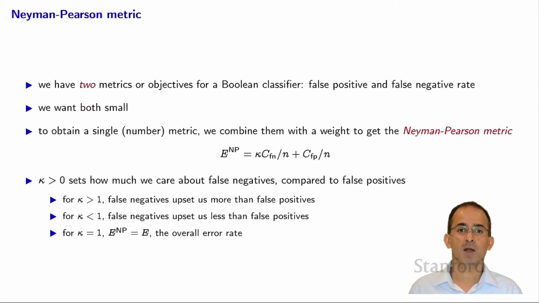So if kappa is very large, then our Neyman Pearson metric is affected very much by false negatives and not so much by false positives. If kappa is very small, then our Neyman Pearson metric is large when we've got a large number of false positives and not so much when we've got a large number of false negatives. And if kappa is 1, well then the Neyman Pearson metric is just the sum of the false negative rate and the false positive rate, which is the error rate.